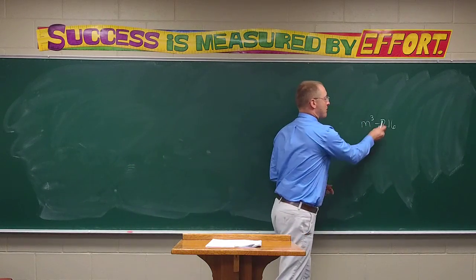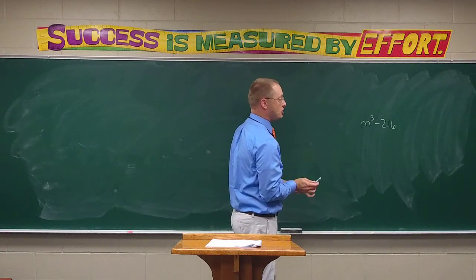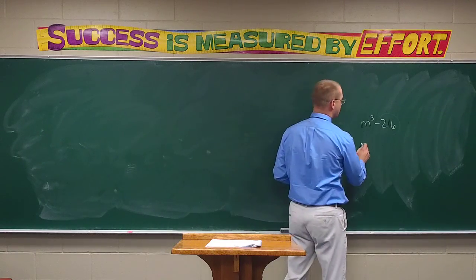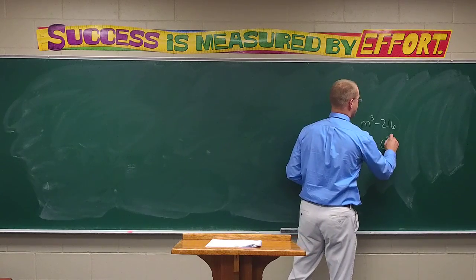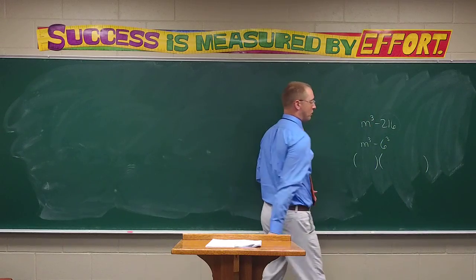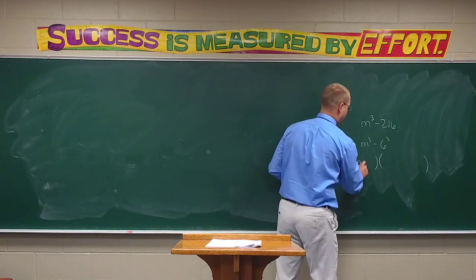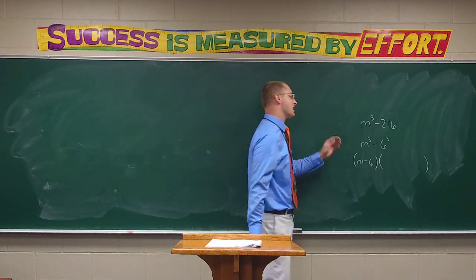But one of the keys, remember, is to rewrite any numbers as cubes. So, Kendall, I might rewrite the 216 as 6 cubed. So it might help to say m cubed minus 6 cubed. Then we're going to factor that into binomial, trinomial. What's the binomial going to be, class? M minus 6.